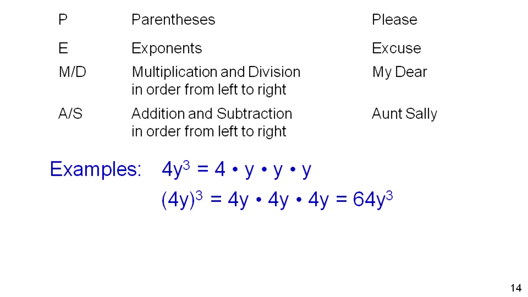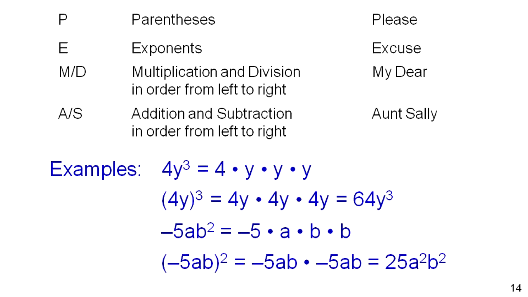In this example, both the 4 and the y are being raised to the third power. So, when we put parentheses around the 4y, we find that this equals 64y to the third. As another example, only the b is being raised to the second power here, but the entire negative 5ab is being raised to the second power here. To simplify negative 5ab times negative 5ab, note that negative 5 times negative 5 is equal to 25. A times a is equal to a to the second, and b times b is equal to b to the second.